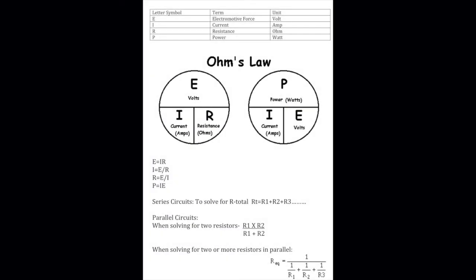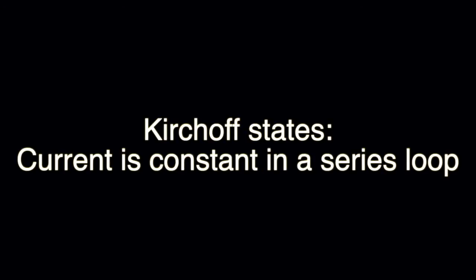So essentially, let's do a quick review of the important laws that we need for this. Obviously, Ohm's law, E equals I times R, and P equals I times E. Two more important things is Kirchhoff's law. Current is constant in a series loop. So whenever we have a series circuit, no matter where you measure that current, it will always be the constant of what we call I total or current total.